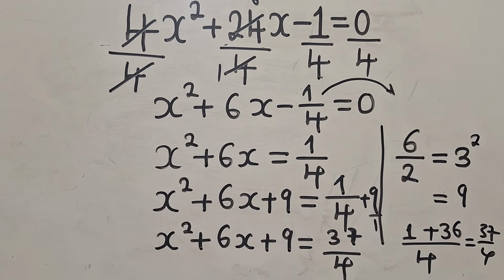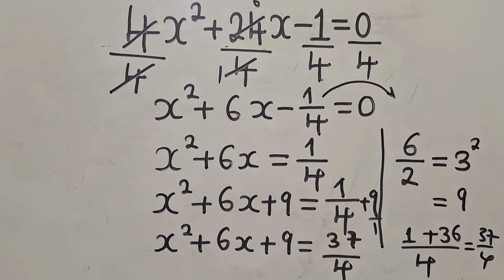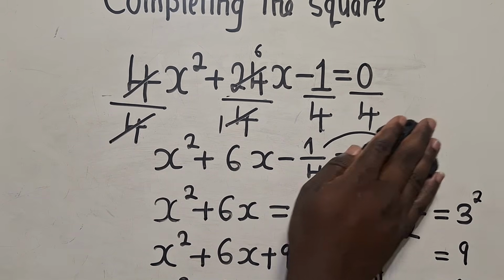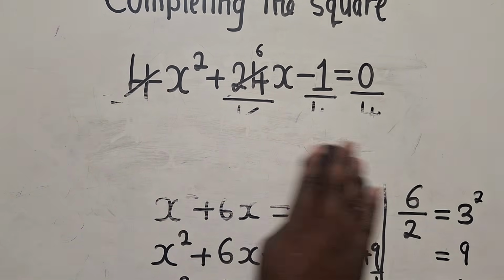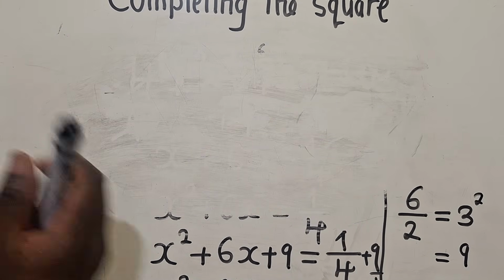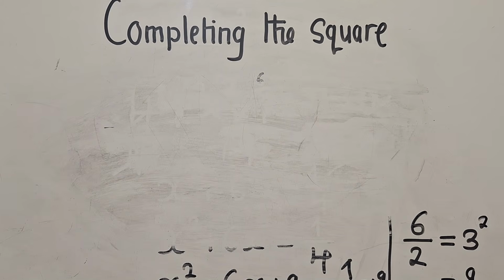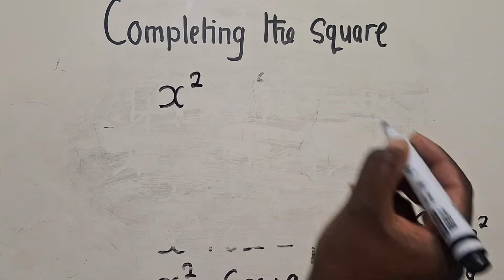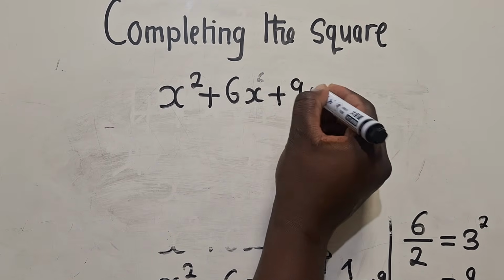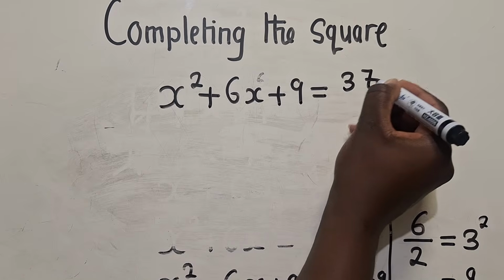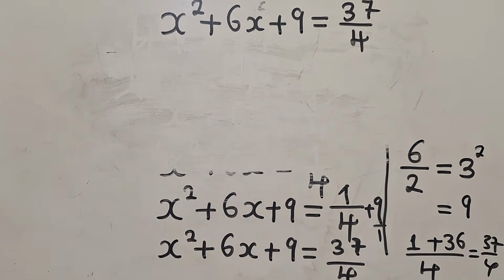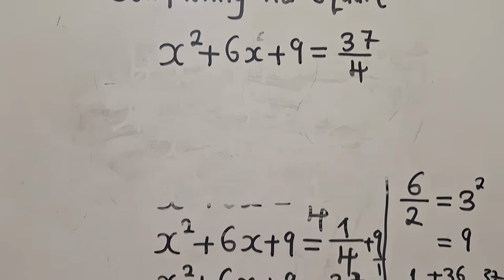Hopefully you can see. So let me erase. I'm running out of space, so let me clear some space. So we've got, let's maintain what we have. We've got x power 2 plus 6x plus a 9 is equal to 37 over a 4. So we're at this point. I've just copied this.